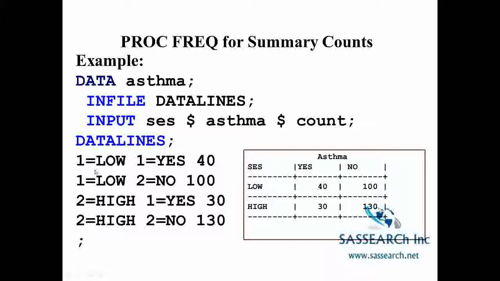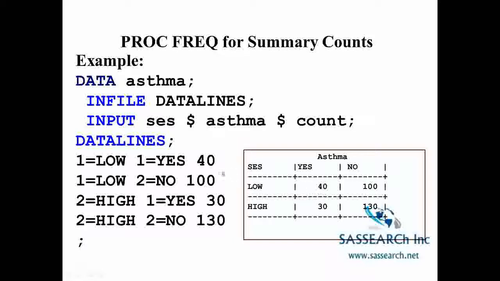And so the first variable, SES, is actually assigning whether we're dealing with low socioeconomic status or high socioeconomic status. The second variable is the asthma variable, saying 1 equals yes or 2 equals no. And finally, the third variable, count, is going to be the actual cell count that's going to go in that 2x2 contingency table that we see in the box over here.